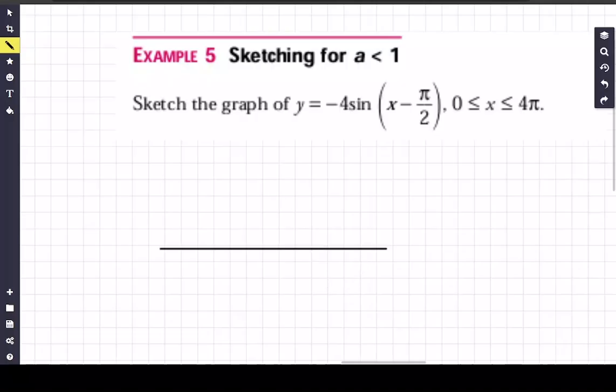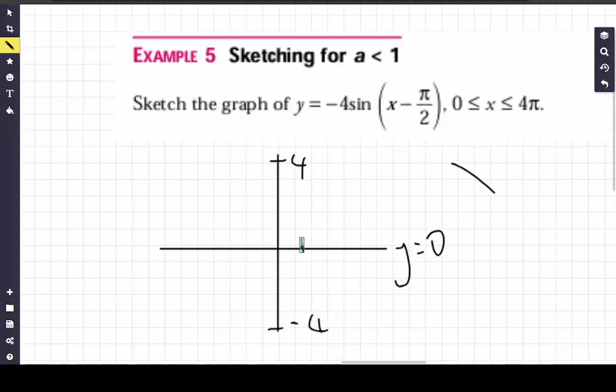So amplitude is 4, so let's draw that out. 4 and negative 4. Since there's no axis, we assume 0. This is y equals 0. This is going to be our axis. So we're moving 90 degrees to the right. By that, so 90 degrees to the right.